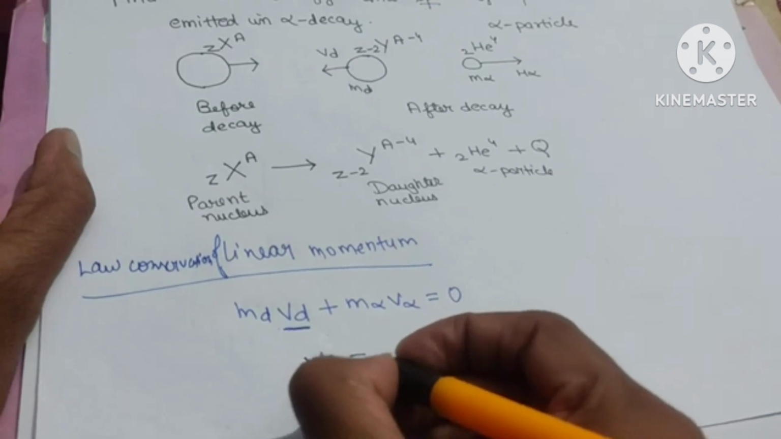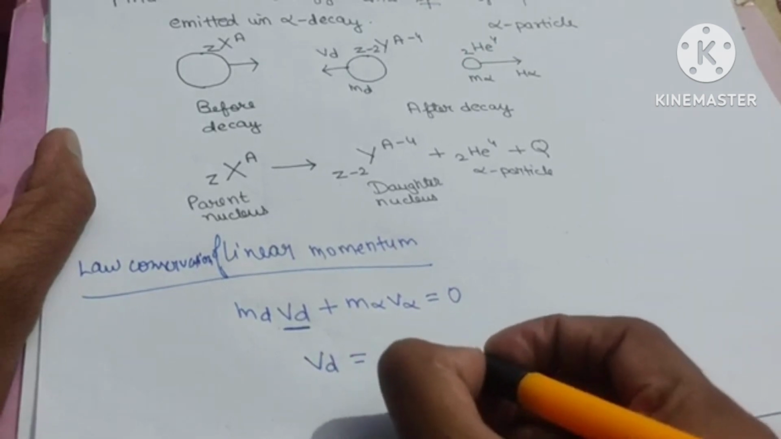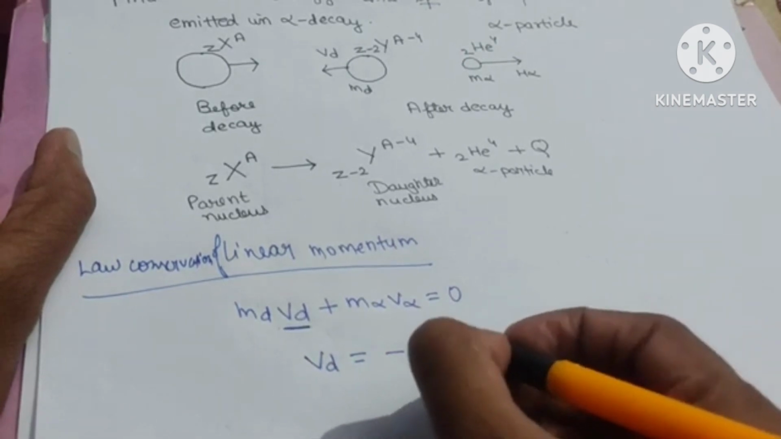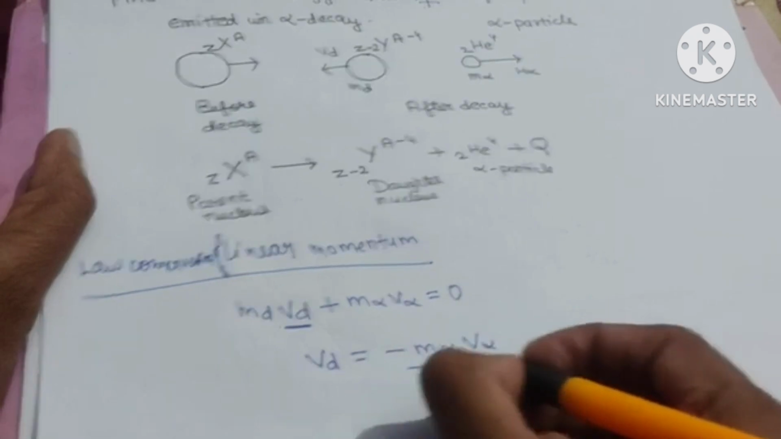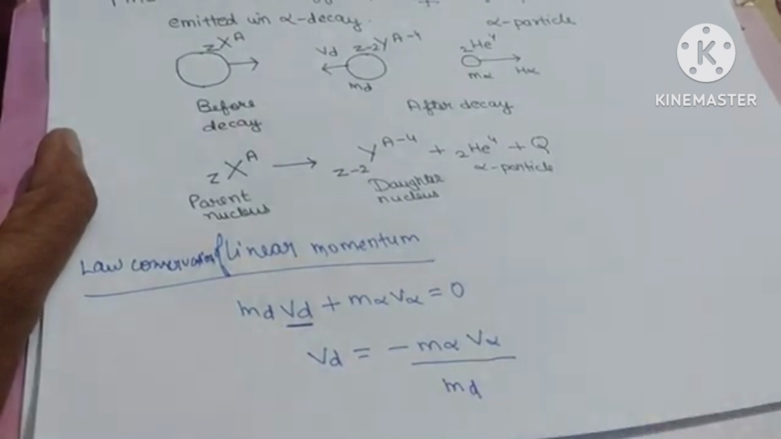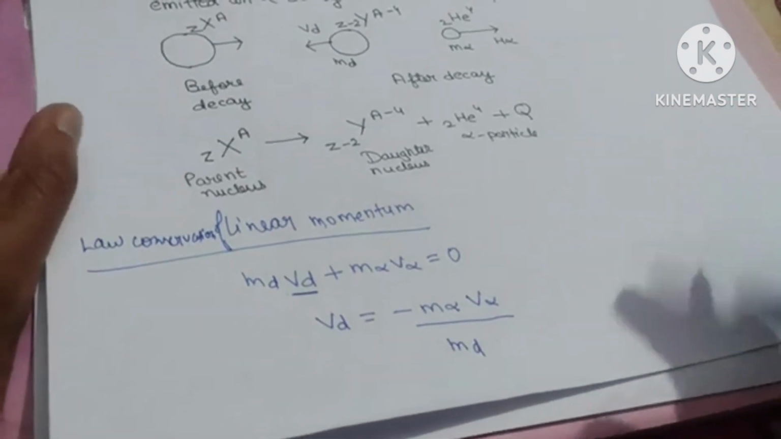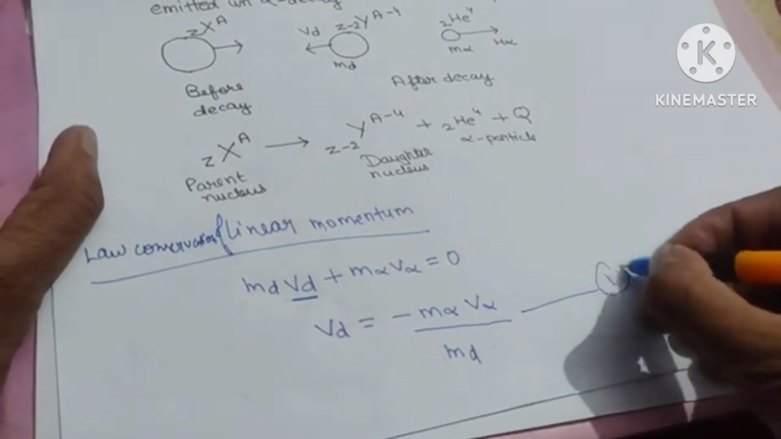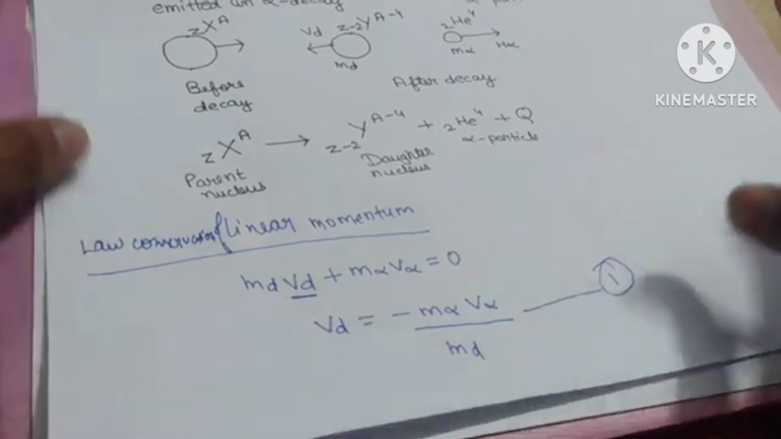So Vd is equal to minus m alpha v alpha divided by md. Let's take this as equation 1. Now move to another page.